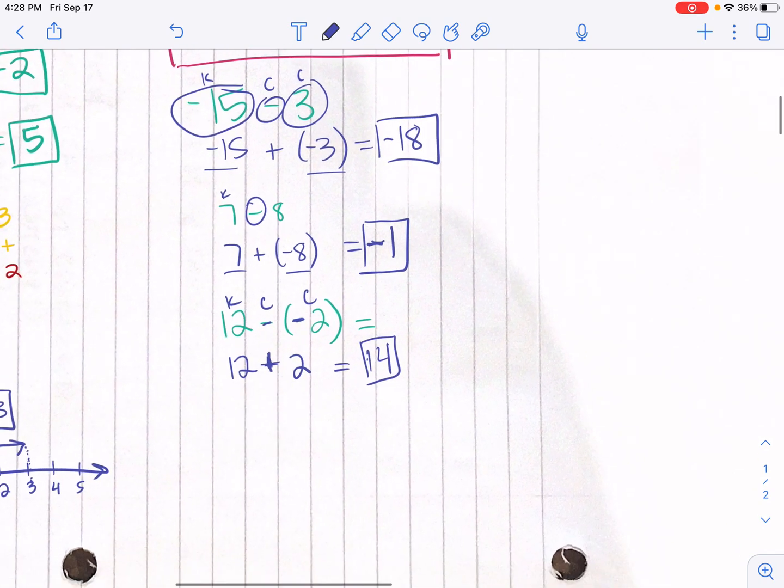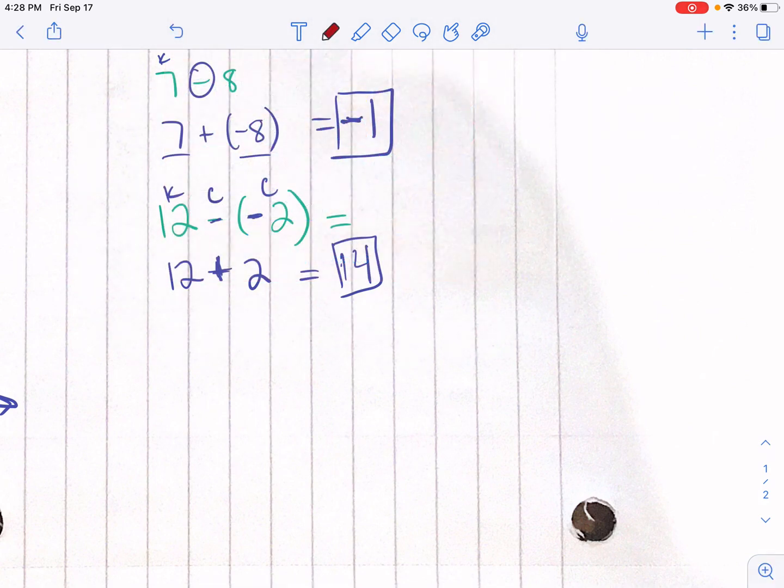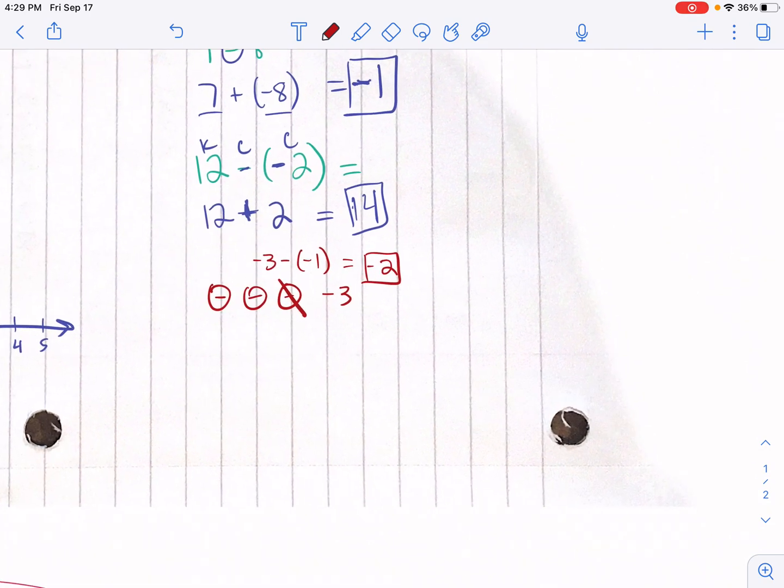Okay? So let's talk about that real quick with chips. Sometimes the chips make it a little bit more confusing, but let's just try it anyway. Let's say the problem is -3 minus -1. I have -3, and if I take away one of these negative chips, now I just have -2, okay? Same thing happens with positive chips. If I have +5 and I take away 2, then I just have +3.